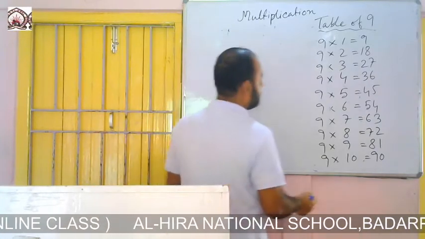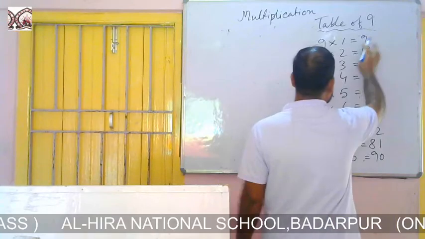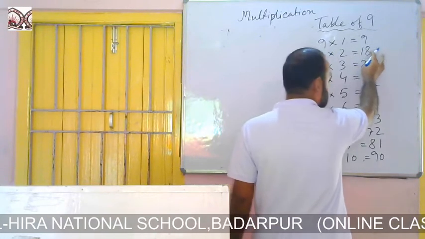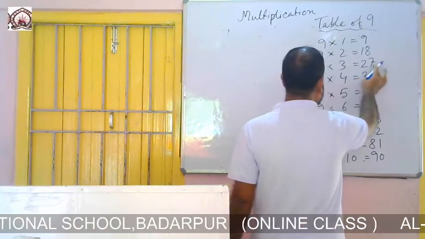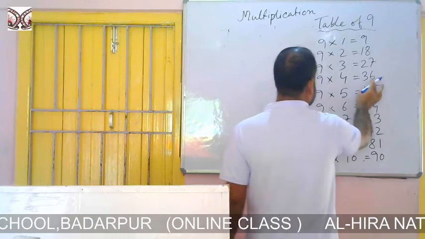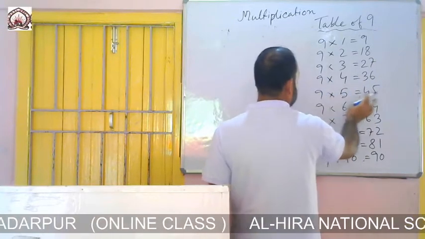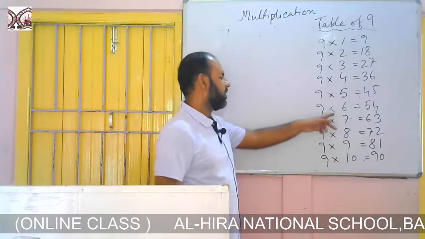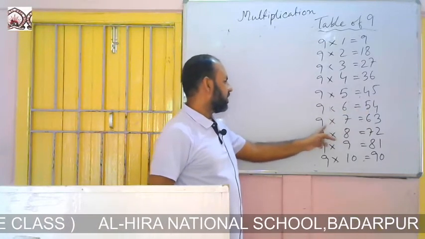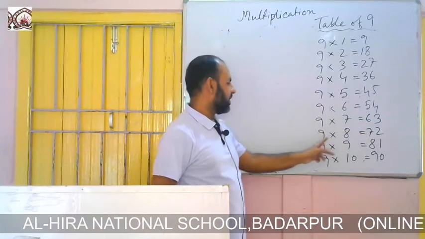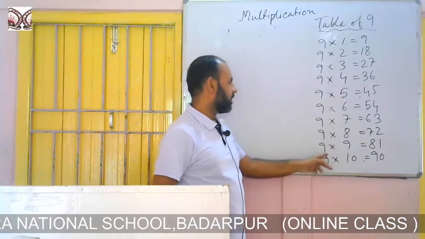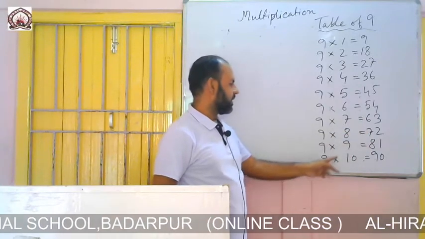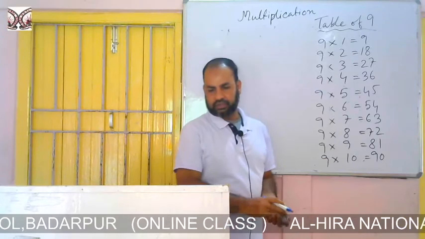So here 9 1s are 9, 9 2s are 18, 9 3s are 27, 9 4s are 36, 9 5s are 45, 9 6s are 54, 9 7s are 63, 9 8s are 72, 9 9s are 81, 9 10s are 90.